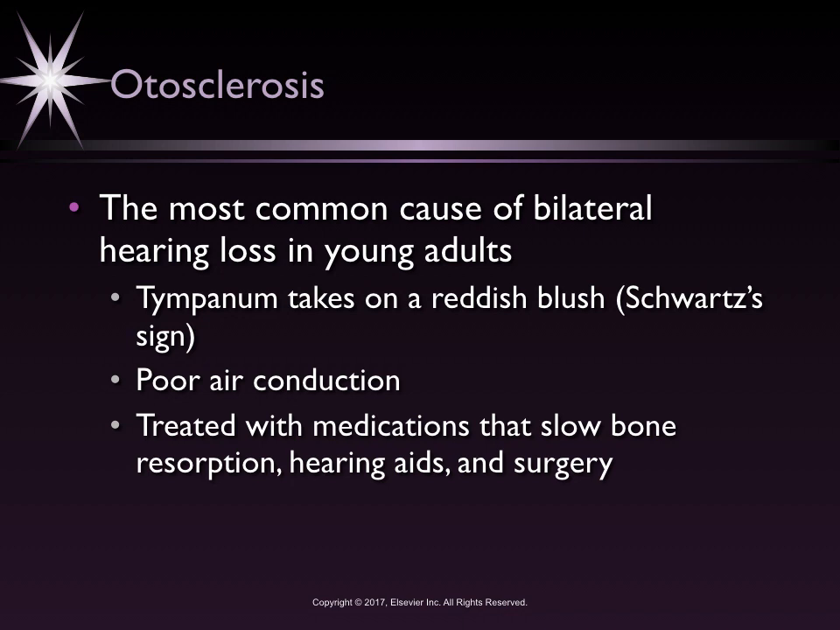On examination, the tuning fork test and an audiogram demonstrate good bone but poor air conduction. It's treated by medications to slow the bone resorption. The first ear to be repaired is the one with the poor hearing, and the second ear is repaired after the first one heals. The procedure is usually performed under conscious sedation. And there's significant hearing improvement, usually immediate, with gradual full recovery as the fluid in the middle ear resorbs.